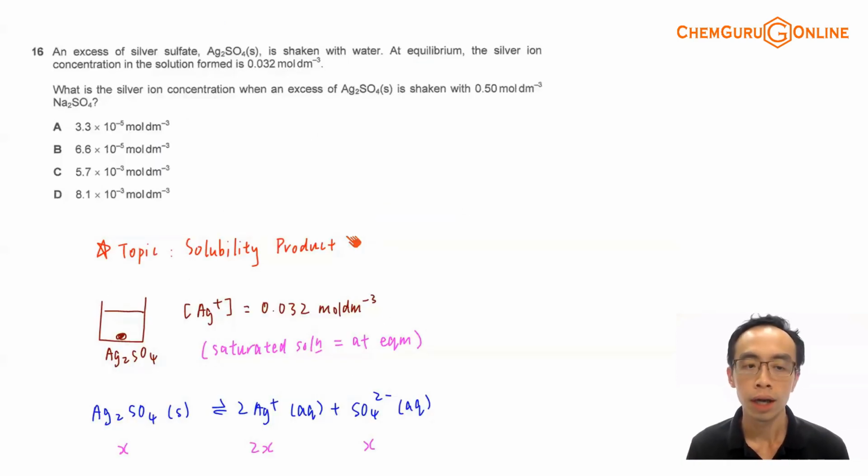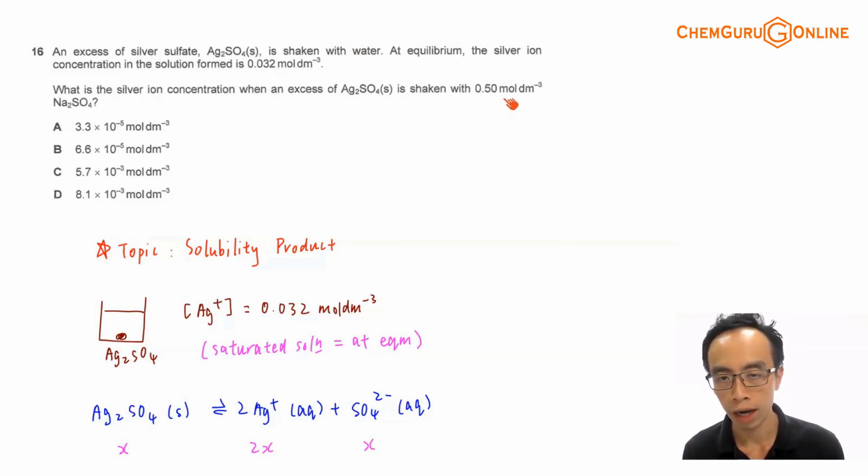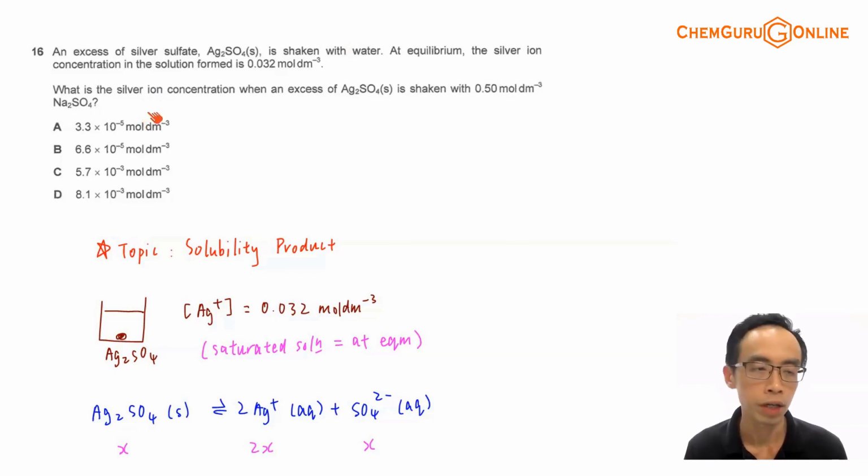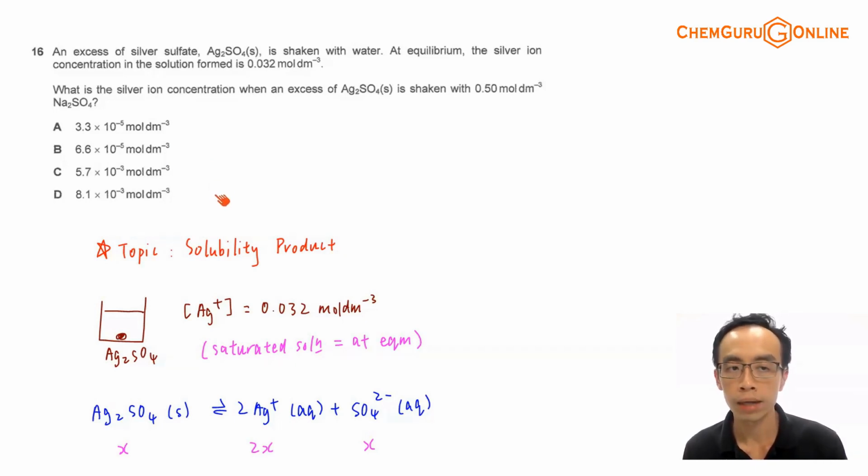Now question 16, another question involving solubility product. Excess of silver sulfate, Ag2SO4, shaken with water, at equilibrium the silver ion concentration is 0.032 mol per dm cube. The question is asking for the silver ion concentration when excess Ag2SO4 is now shaken with 0.5 mol per dm cube of sodium sulfate. Sodium sulfate is soluble, sodium salts are soluble. I have 4 options, and of course we want to determine the Ag+ concentration in the second scenario.